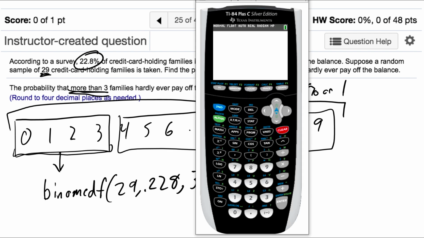So let's go ahead and find that. On our calculator, we go to distributions, and then we'll go up to binom CDF. Whoops, too far. All right. Number of trials, 29. Probability of success, 0.228, and then x value, 3. All right. And so it's going to paste just this, and then we press enter, and we get 0.0766.